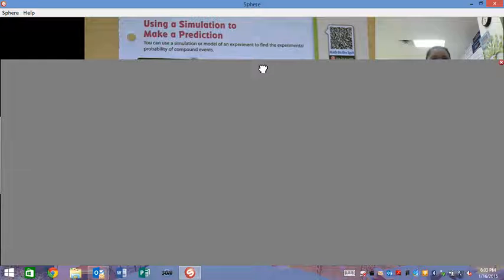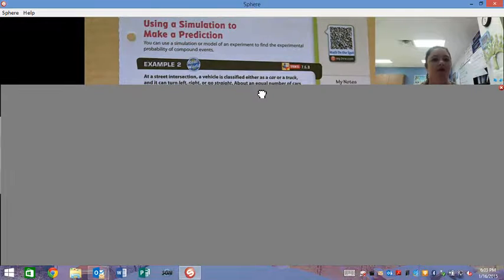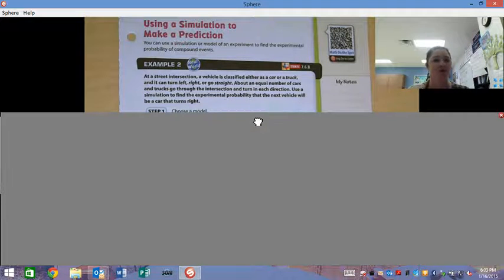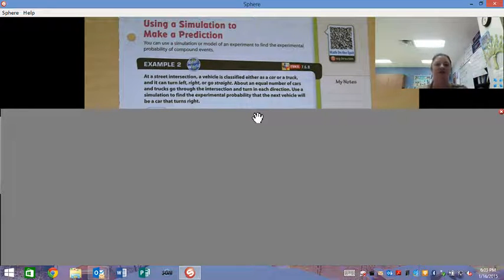Alright. This one is using a simulation to make a prediction. You can use a simulation or model of an experiment to find the experimental probability of compound events. Example 2. At a street intersection, a vehicle is classified either as a car or a truck, and it can turn left, right, or go straight. About an equal number of cars and trucks go through the intersection and turn in each direction. Use a simulation to find the experimental probability that the next vehicle will be a car that turns right.